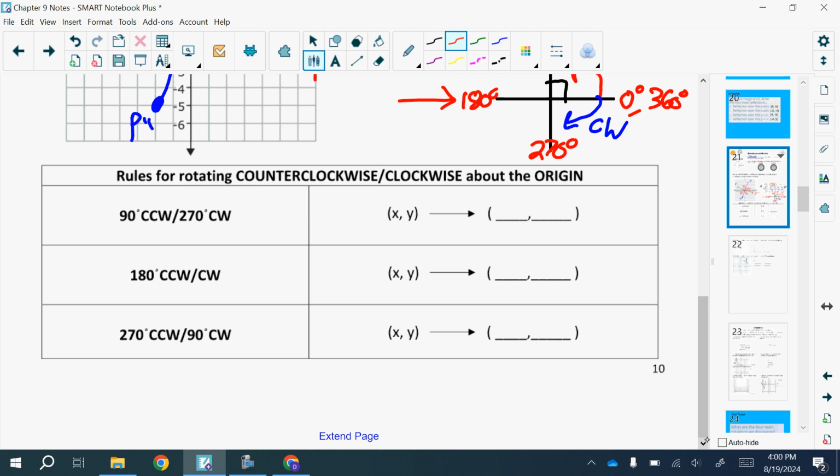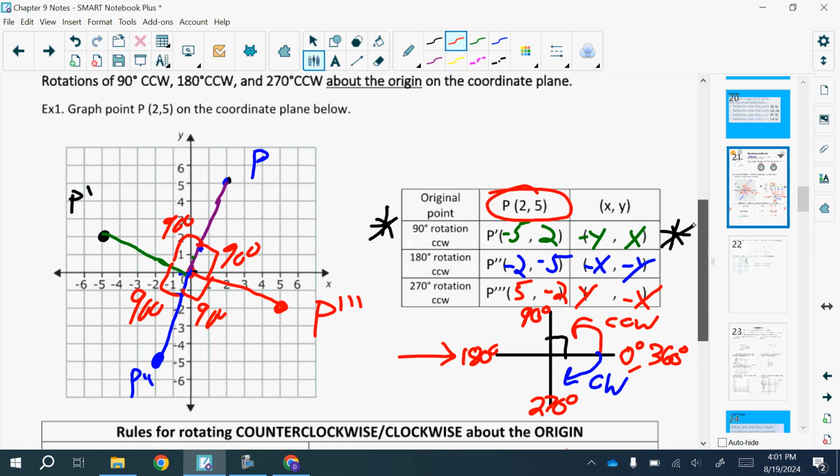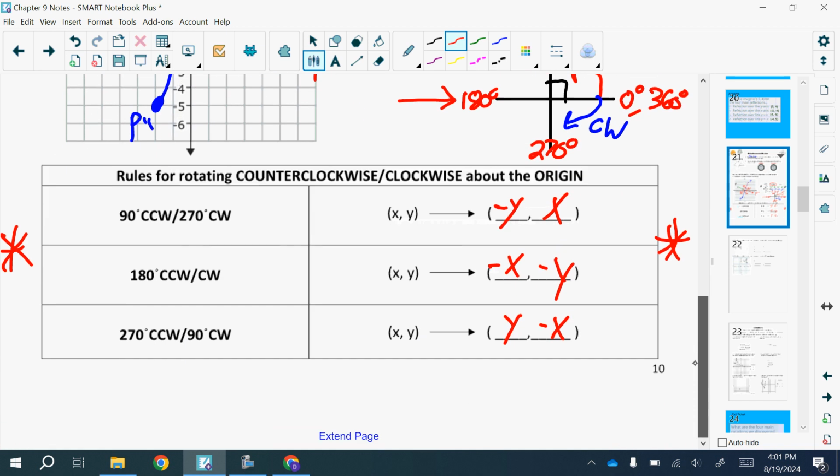To summarize, for a 90-degree rotation counterclockwise, which is the equivalent of 270 degrees clockwise, we go from (x, y) to (-y, x). For 180, we get (-x, -y). And for 270 degrees counterclockwise, we end up with (y, -x). So these are our rules. Again, the way we derived them might not be the most formal way, but for the purposes of the class, I think it's sufficient.